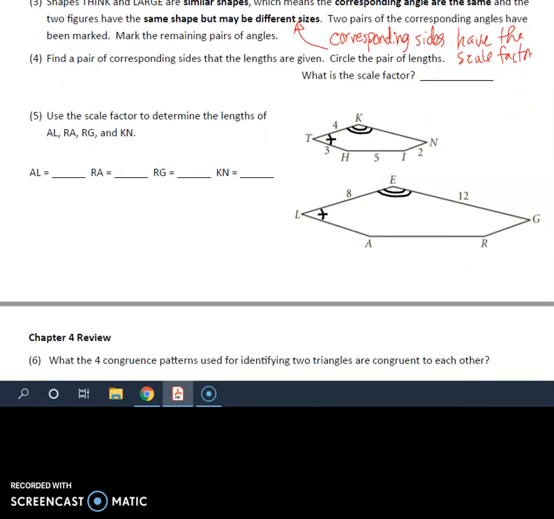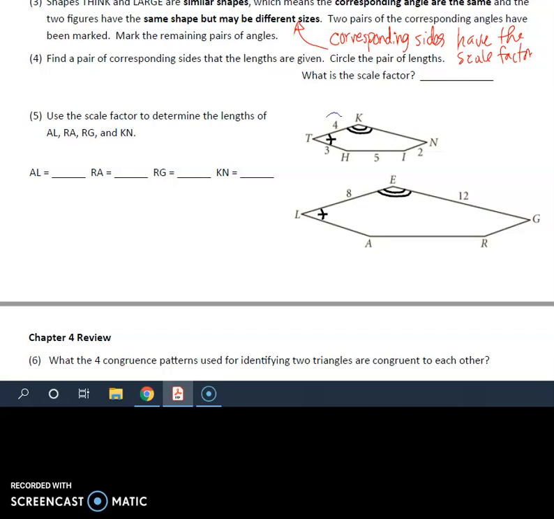So find a pair of corresponding sides where the lengths are given, and then circle the pair of lengths and say what the scale factor is. And then they're asking you to see if you can figure out the other lengths based on the scale factor you've established. So go ahead and complete problem numbers 4 and 5, and turn the video back on when you're ready to continue.